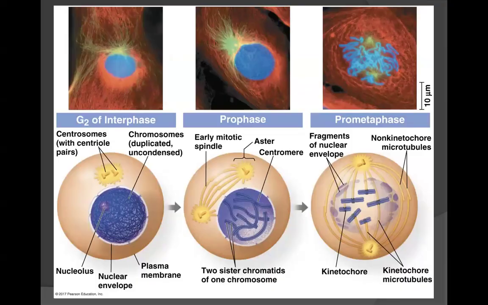These slides simply depict the different phases of the cell cycle. We start with G2 of interphase, where we've got the centrosomes duplicated. We can see in the diagram below the first part of the cell. And remember, these centrosomes would have been duplicated in S phase. We also see that the chromosomes are duplicated as well, and they are present in the chromatin or uncondensed form. Because we are in G2 phase, we still have the nucleolus and nuclear envelope.